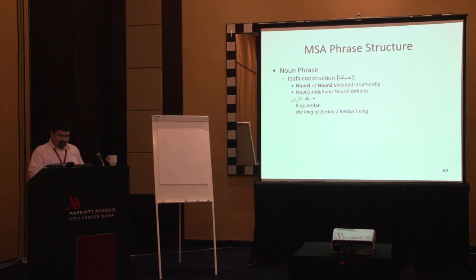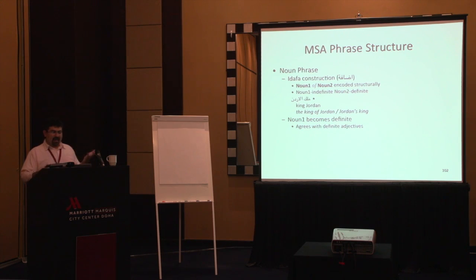Okay. Now, another thing that's interesting, this is also in Arabic and other Semitic languages. It's called an idafa construction. This is a particular structure where you have two nouns following one after the other, with the relationship between them encoded through the structure. So noun one of noun two, so to say the king of Jordan would be just King Jordan in this case.